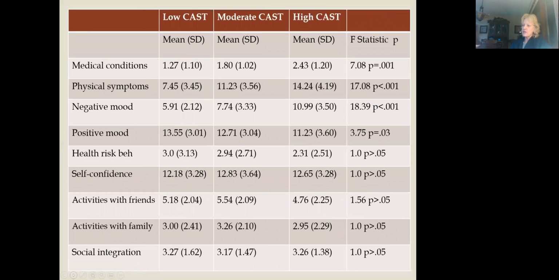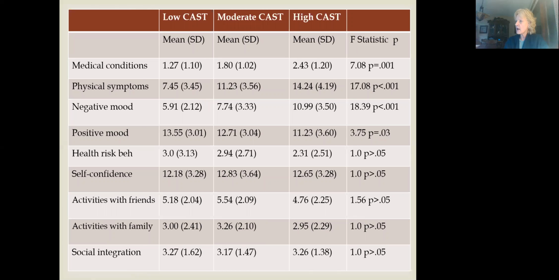Then what we did was use another instrument that looked at the child's self-report of medical conditions, physical symptoms, negative mood, positive mood, health risk behaviors, self-confidence, activities with friends, activities with family, and social integration, how they got along with other people. And we looked at, were there differences in their self-report of these things by the level of their perception of their parents' substance abuse.